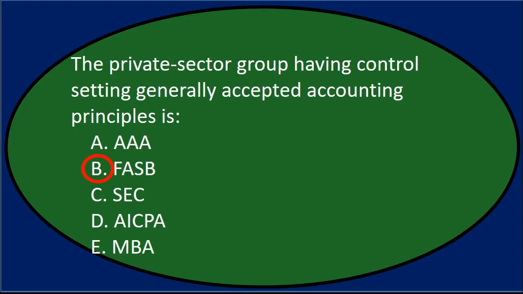The SEC has some ultimate authority over regulating certain accounting practices, but most of this authority is actually delegated to the private FASB, the Financial Accounting Standards Board, to basically have accountants self-regulate. So many of the other answers are not really applicable here. So the FASB is in charge of creating, controlling and setting GAAP, generally accepted accounting principles.